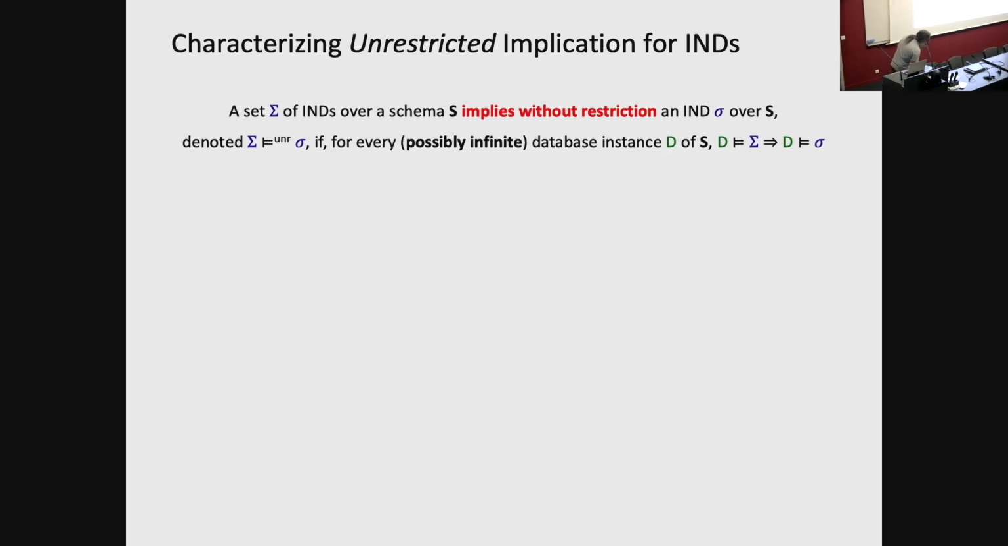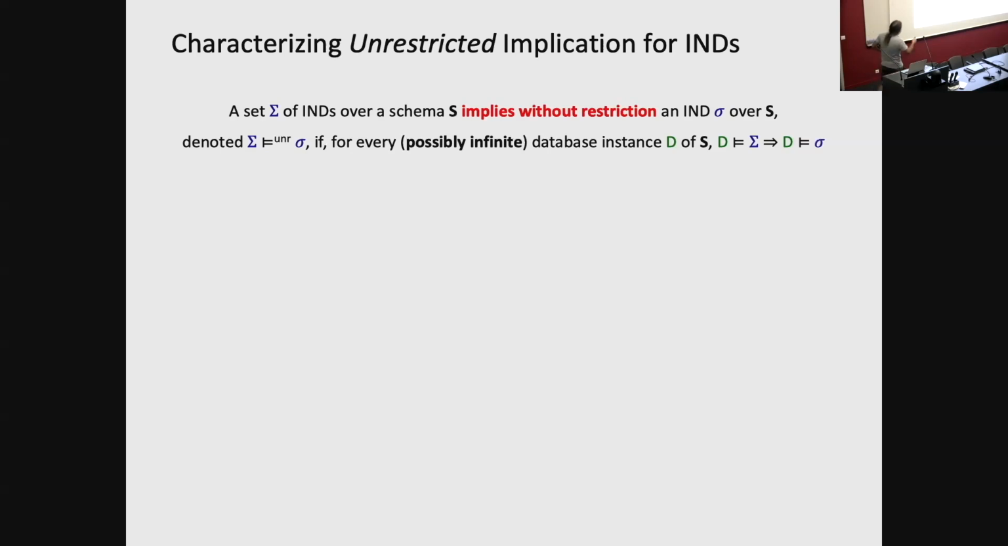Now let's go on to do what we did for functional dependencies. Remember, we use the chase there to characterize implication. But now here we have a bit of a problem, and we have to be careful. The only thing that we can characterize now with this chase is what I call here unrestricted implication.